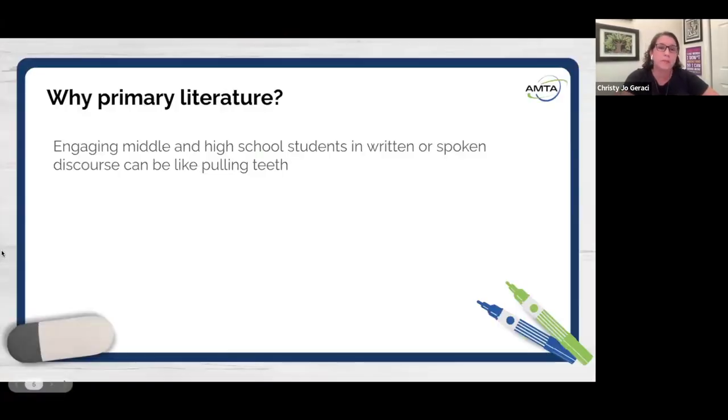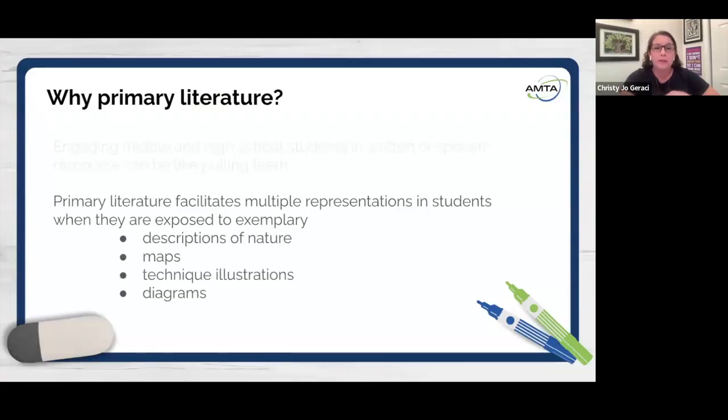So again, why am I talking about primary literature? It's to help encourage and engage middle and high school students. You probably could do this with younger students too, but I didn't really try to do this with my 3rd and 5th graders. Primary literature facilitates multiple representations in students, especially when you can put literature in front of them that is examples of exemplary descriptions of nature, maps, especially annotated maps, illustrations and descriptions of experiment techniques, any kind of diagrams. And these are often less intimidating than just giving them the equations off the bat, which we know as modelers already, and even giving them graphs.